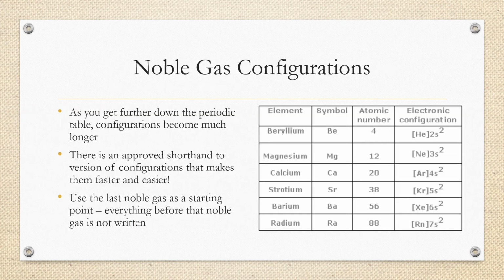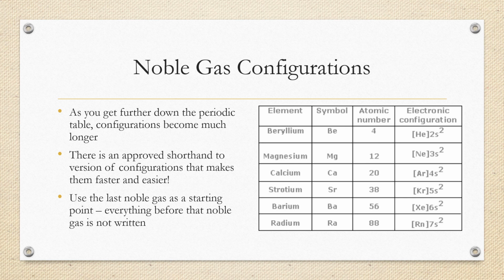Now, as you could tell, that got very repetitive, and there tended to be a lot of repeating the same things over and over. So scientists always like to look for faster ways of doing things, and with configurations, we have one. We can do noble gas configurations. So what you do for these types of configurations, you find the most recent noble gas. Remember, that is the group on the furthest right hand side of the periodic table. Helium, neon, argon, krypton, all of those.